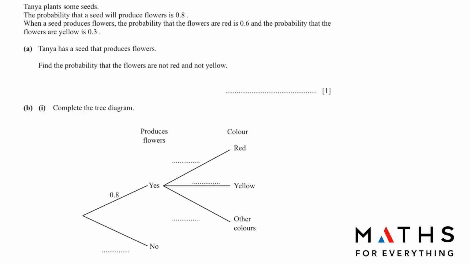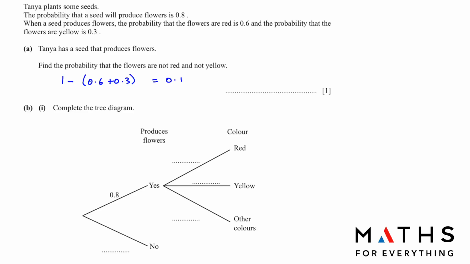The total probability is always equal to 1, and the probability of the flowers being red is 0.6 and being yellow is 0.3. So when you subtract that from 1, you will get 0.1.